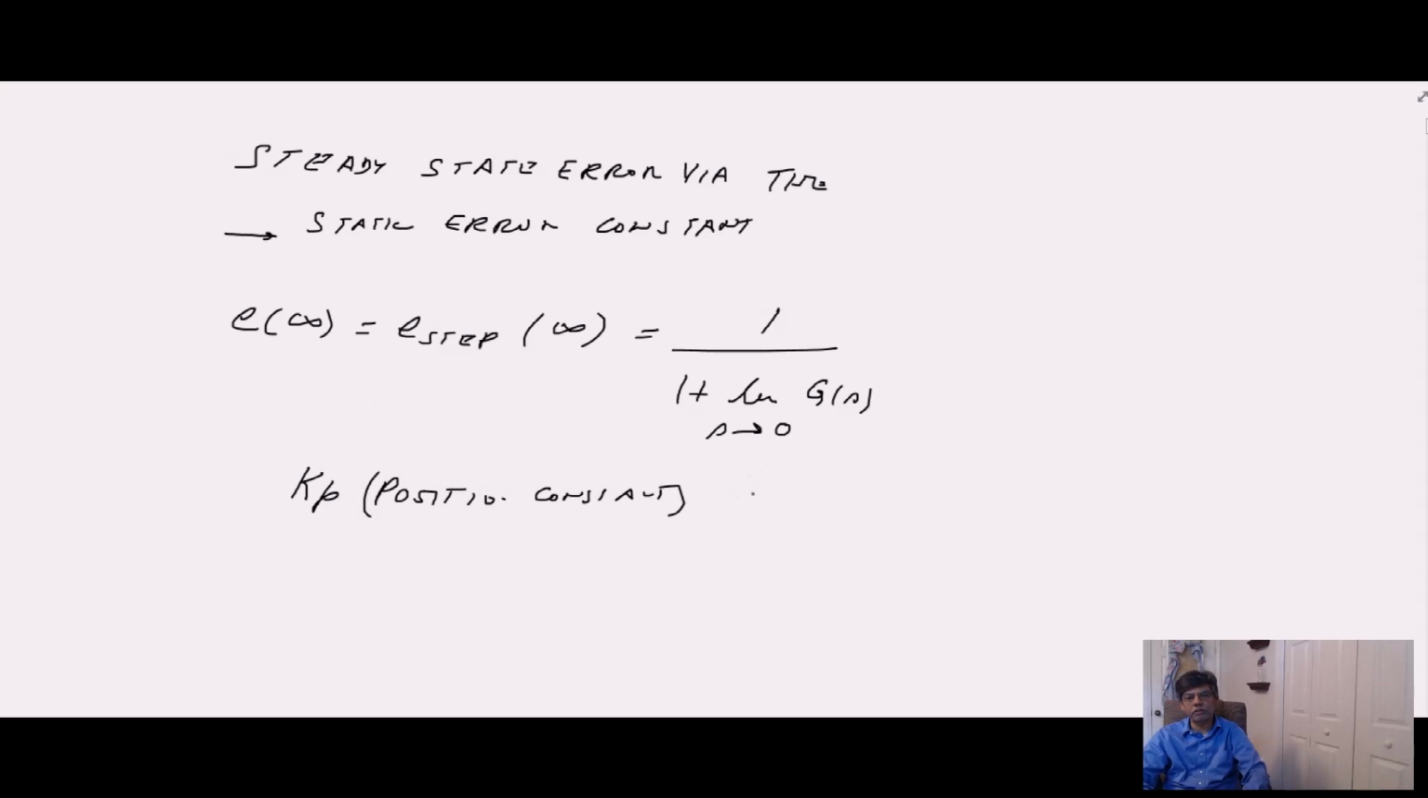And that position constant is the limit as s goes to 0 of G(s). So that's the different name. We call it a position constant here. The input is a unit step function, and this is the position constant. So we can write e(infinity) step, the steady state error, as 1 over 1 plus Kp. Obviously I have to find Kp first, which is the static error constant for the unit step function.